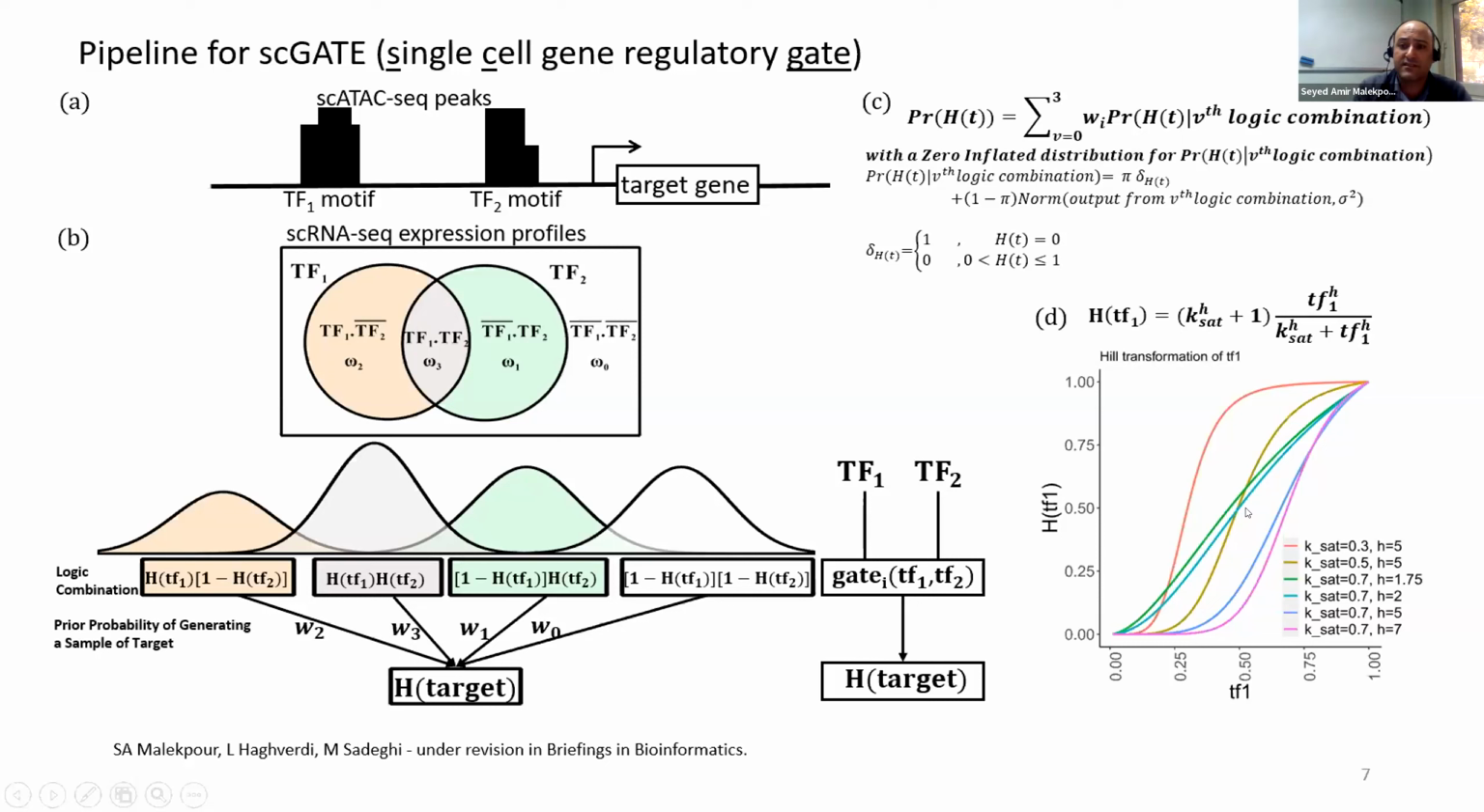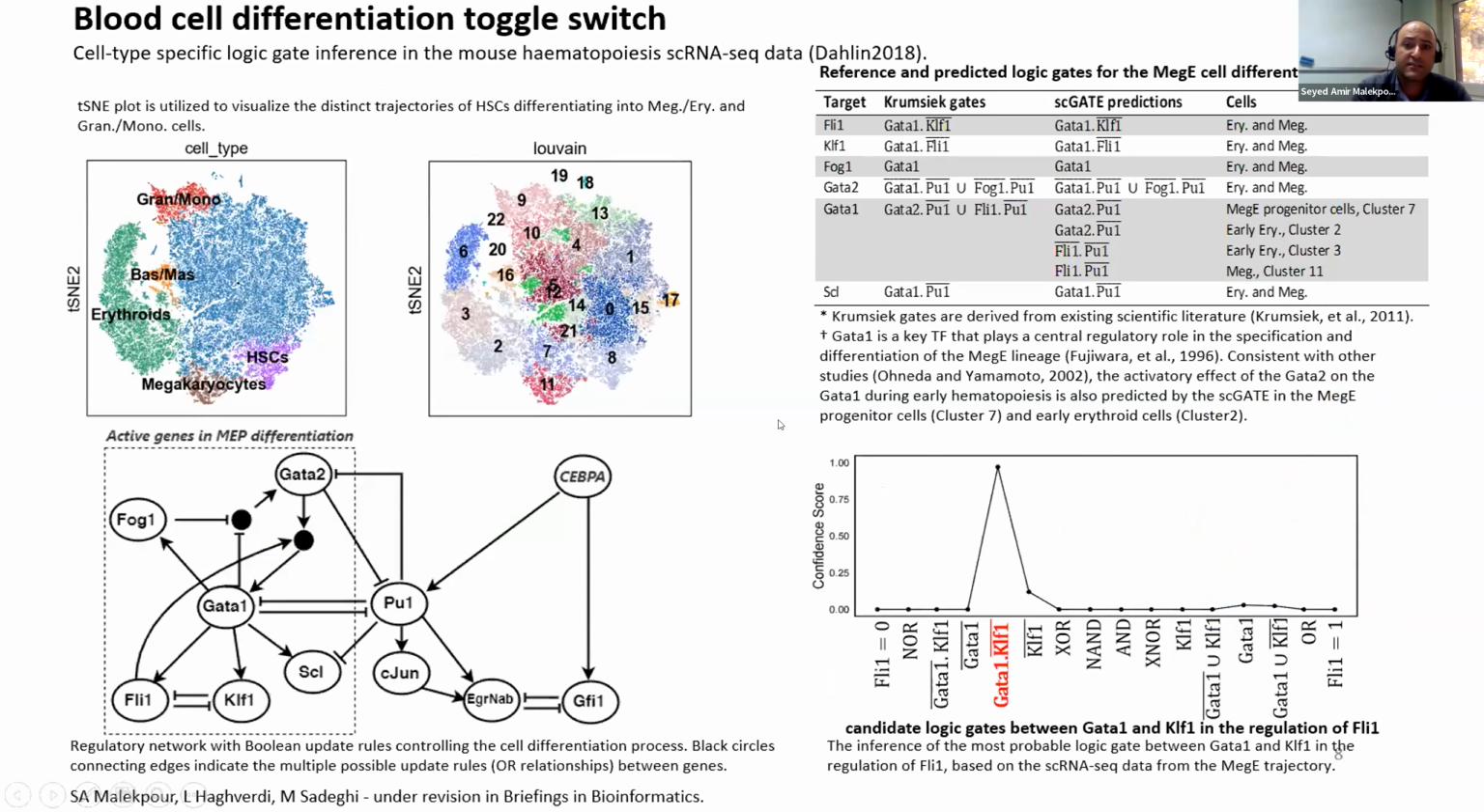We also consider some activation function to transform the gene expression data. And here is a simple study in blood cell differentiation to infer the logic from our model. We use single cell RNA-seq data from mouse.